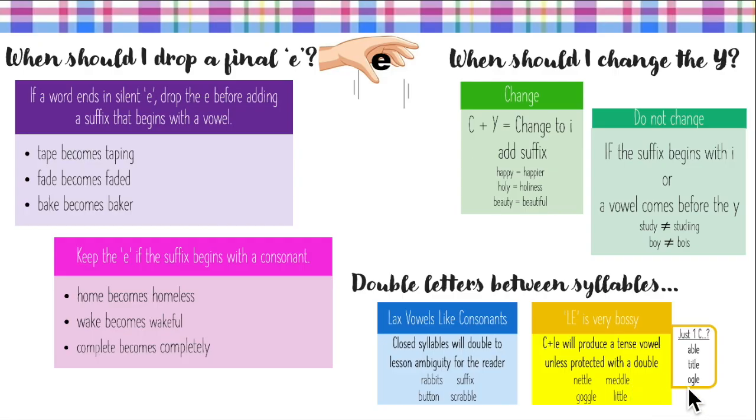Then, when do I have just one? Well, things like able, title, ogle, they're not as tense. Those are just some things to remember, okay? So if I changed nettle and I had one T, it would actually become needle. Needle would be if I had just one D. So we'd have those there to protect that laxed vowel, okay?